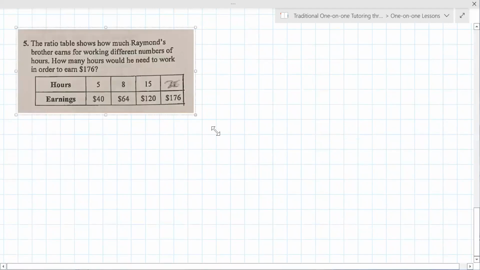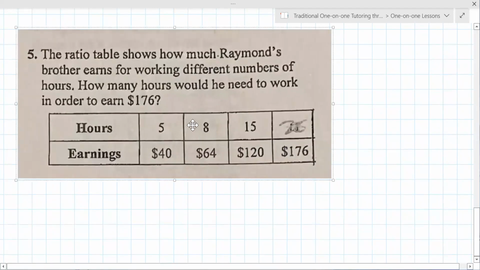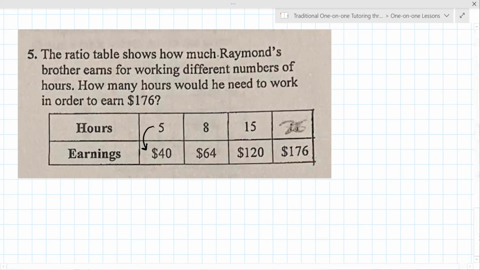All right, so it says the ratio table shows how much Raymond's brother earns for working different numbers of hours. How many hours would he need to work in order to earn $176? So what you should be looking for here, Mason, is how do you go from 5 to 40? What's the math operation to go from 5 to 40? I'm using it by 8. Multiplication by 8. So the question is, does that work for this next one?